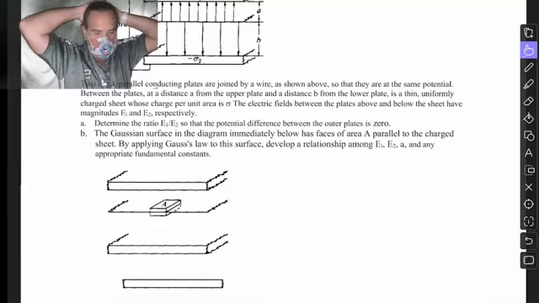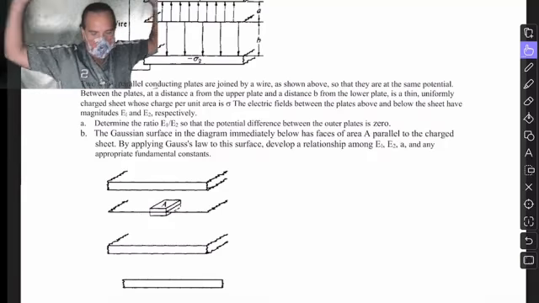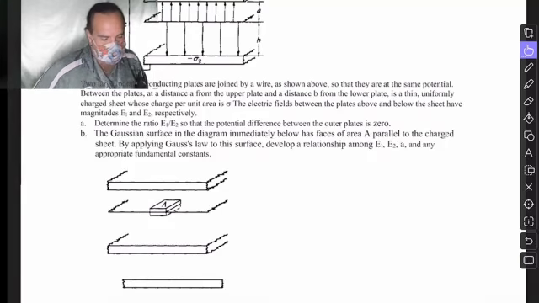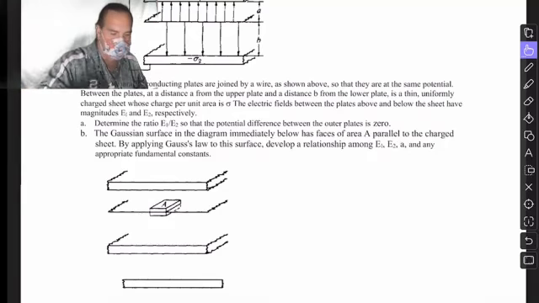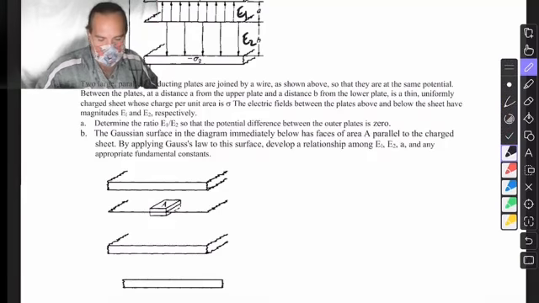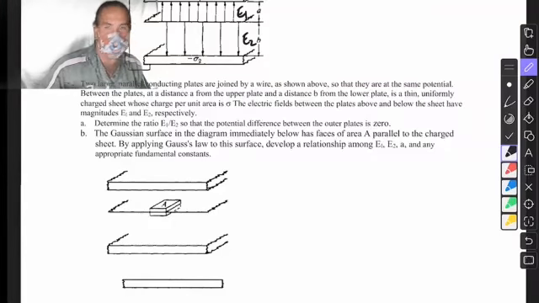Where was I? Between the plates, at a distance A from the upper plate and a distance B from the lower plate, is a thin, uniformly charged sheet whose charge per unit area is sigma. The electric fields between the plates above and below the sheet have magnitudes E1 and E2 respectively. All right, so let's write that down, because that sounds like something I can use. E1 and E2. Based on the picture, E1 is probably greater than E2, but that's likely to do with the fact that A is smaller than B.